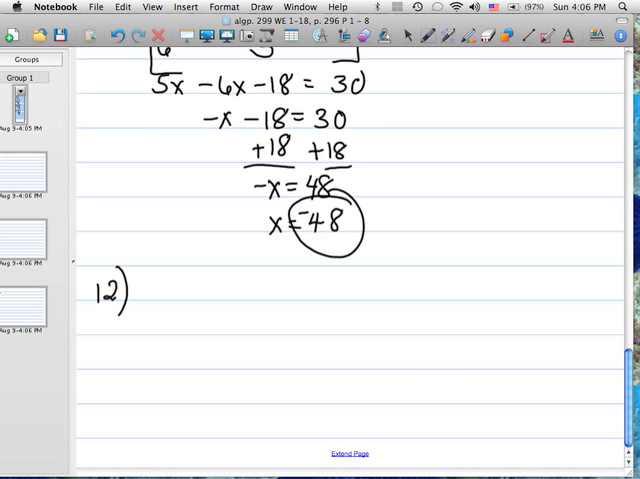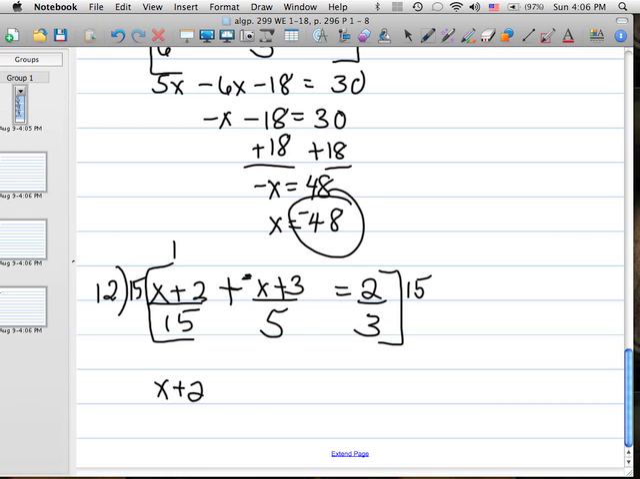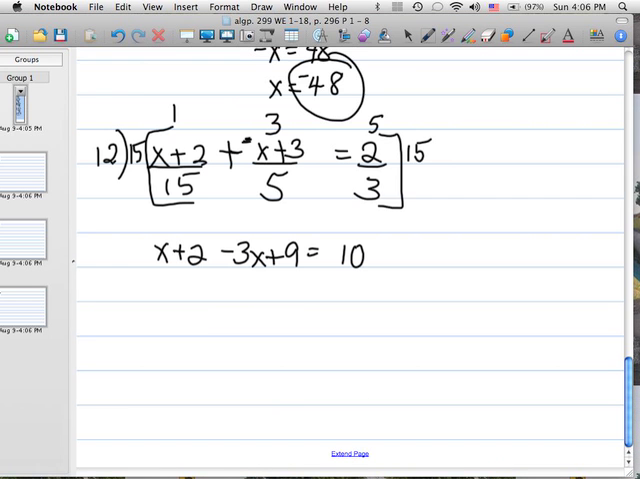Problem number 12. We have x plus 2 over 15 minus x minus 3 over 5 equals 2/3. Change subtraction to addition, change the signs. Least common denominator is 15. 15 goes into 15 once, so that just comes out x plus 2. 5 goes into 15 3. 3 times the negative x is negative 3x, and 3 times 3 is 9. 3 goes into 15 5. 5 times 2 is 10.